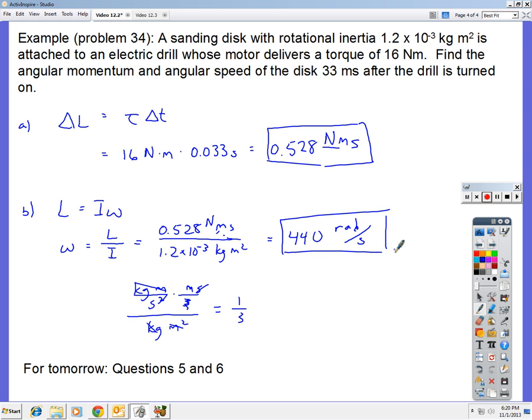And really, you're not going to see very many really difficult problems that deal with angular momentum until you get to conservation of angular momentum, which is what we'll look at in the next video. So for now, it's easy.